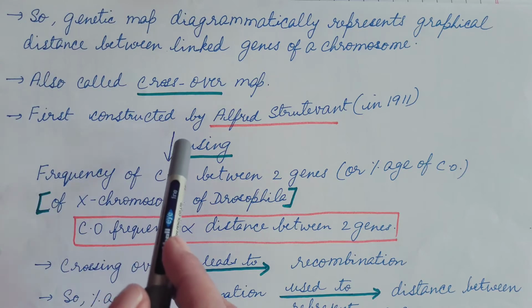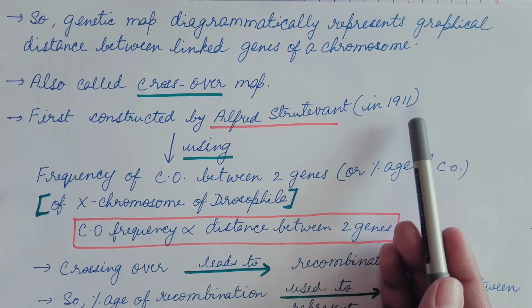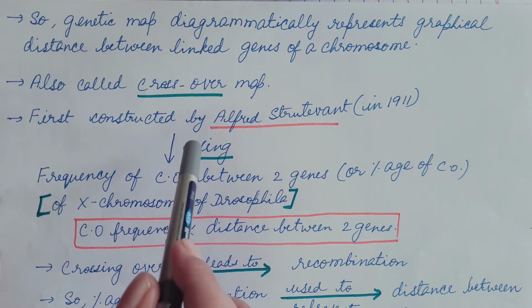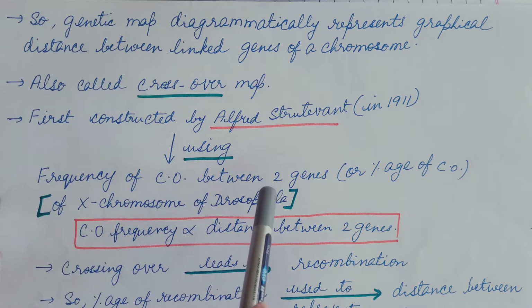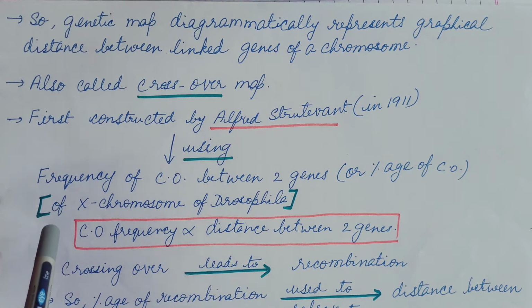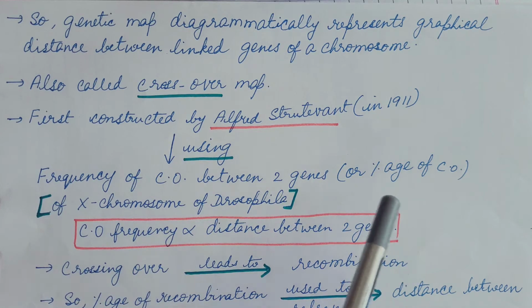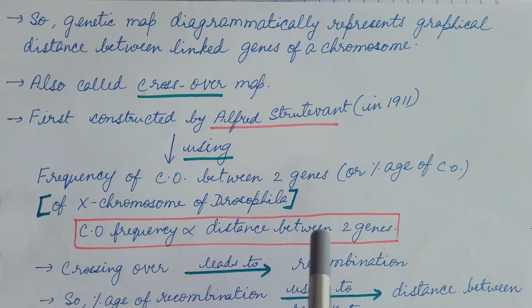The genetic map was first constructed by Alfred Sturtevant in 1911, one of the students of Morgan. He used the frequency of crossing over between two genes, also known as percentage of crossing over, and constructed the genetic map of the X chromosome of Drosophila. Crossing over frequency is directly proportional to the distance between two genes. The greater the distance between the two genes, the greater will be the crossing over frequency, and vice versa.